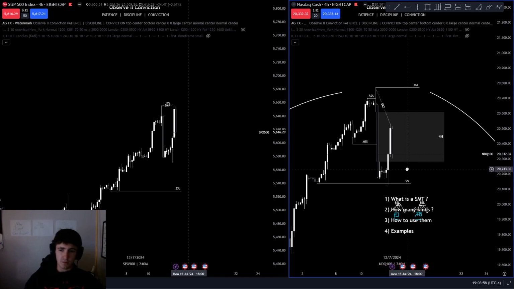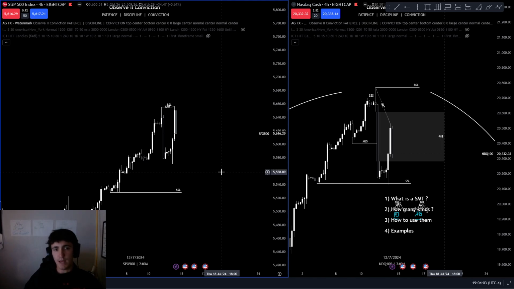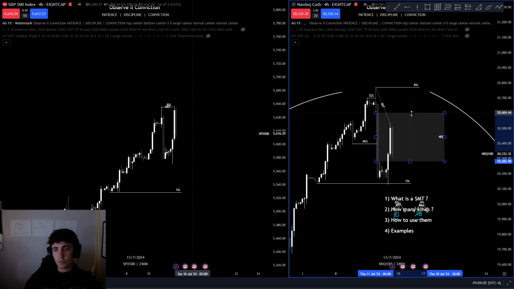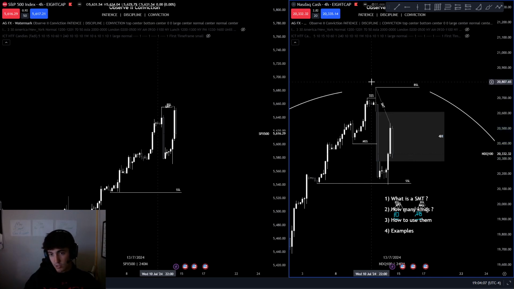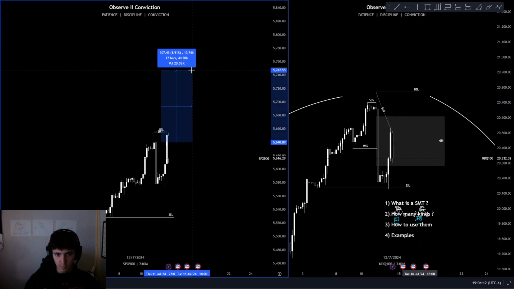Now you would have to pair this with a few other things to validate that the SMT is going to hold, because there is a time when SMTs won't hold. If the draw on liquidity is 100% higher, most likely this SMT won't hold and the NASDAQ will come up and sweep this liquidity and price will keep running up.